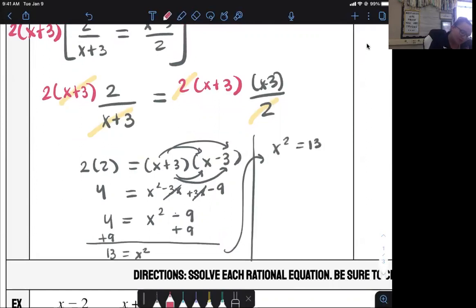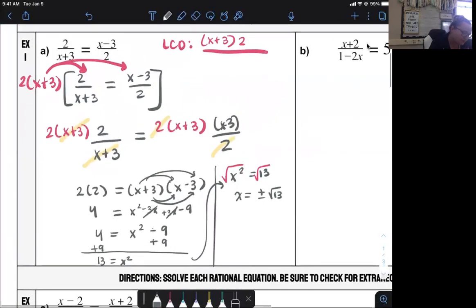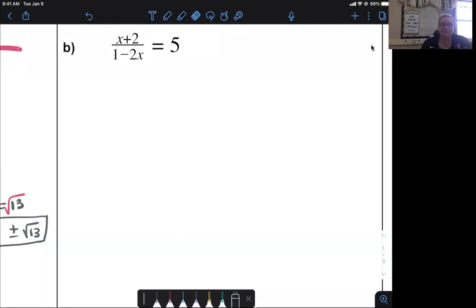To cancel the square, we're going to square root both sides, and we get x is equal to plus or minus root 13. The only restriction on the variable is negative 3, and we didn't get that for our answer. So we have 2 answers, x is equal to positive root 13 and negative root 13. And both are allowed since neither of those are part of our restrictions. So I want you to go ahead and try part B on your own.